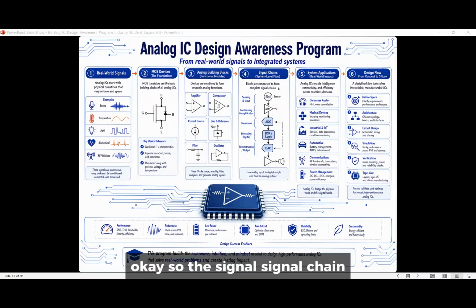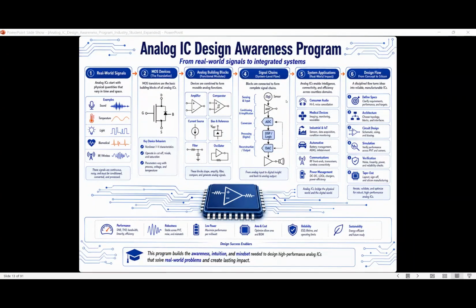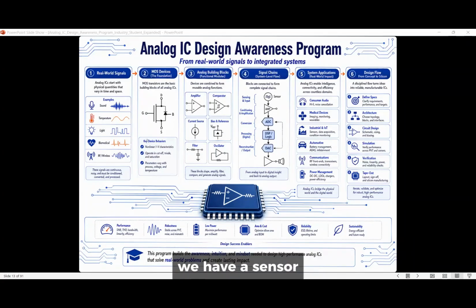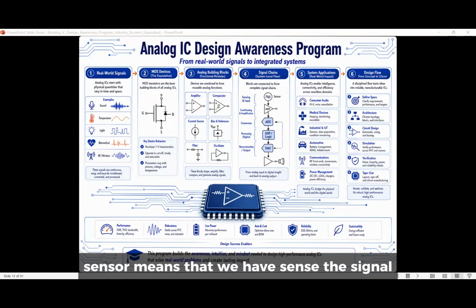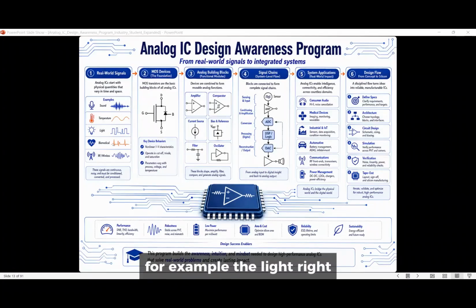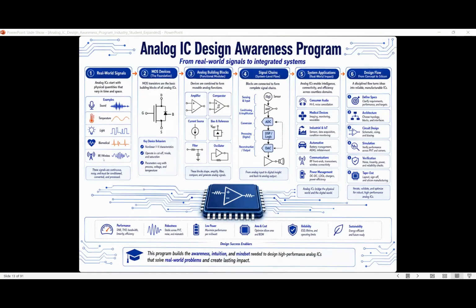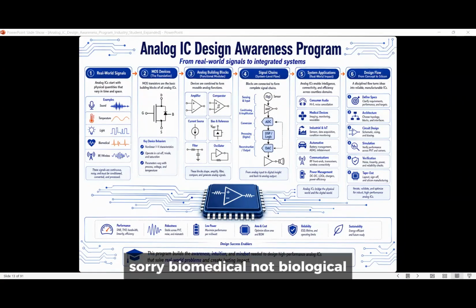Okay, so the signal chain. First we have the sensor, right? Sensor means that we sense the signal. So what signals do we have to sense? For example, light, right? Also, temperature is a signal that we can sense. And biomedical, not biological, biomedical signals, and also radio frequency wireless signals we can sense.